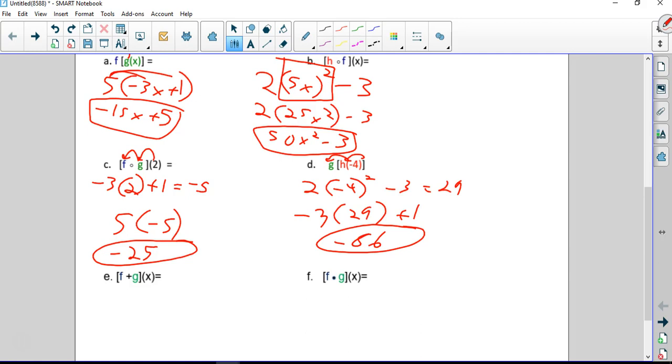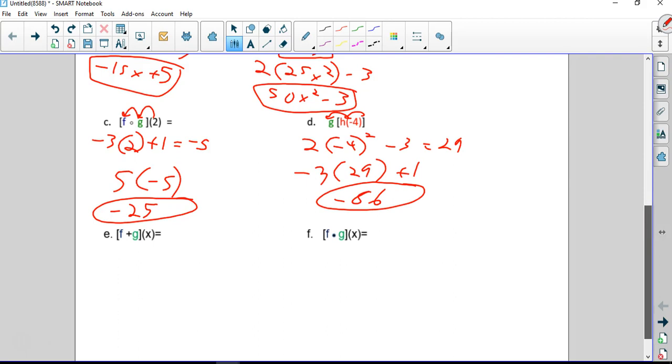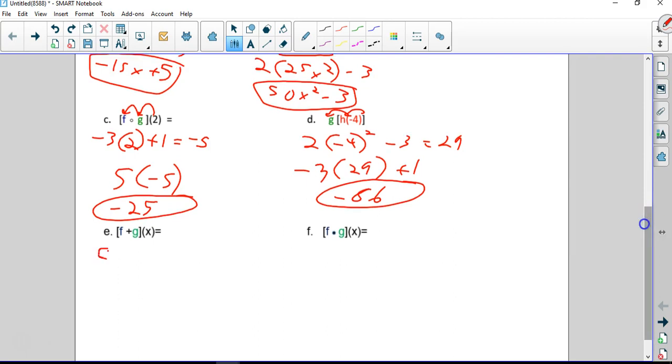E and F are just review. E and F is a throwback to the day before. We're just adding them. So f of x is 5x, and g of x is the negative 3x plus 1. So we're just adding the two together. 5x minus 3x is 2x, and that leaves me with 2x plus 1.